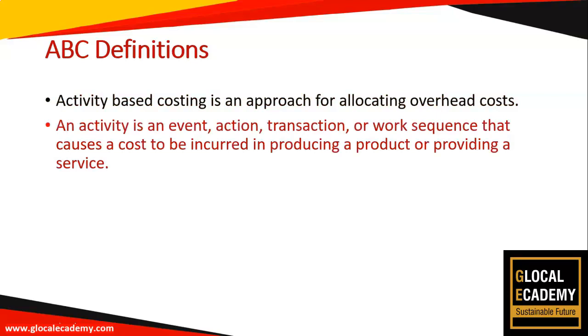The main concept here is an activity. So what is an activity? An activity is an event, transaction, action, or work sequence that causes a cost to be incurred in producing a product or providing a service. So material handling might be classified as an activity. Order processing is an activity, quality control is an activity, product design is an activity. So an activity is an event, action, transaction, or work sequence that causes a cost to be incurred in producing a product or providing a service.